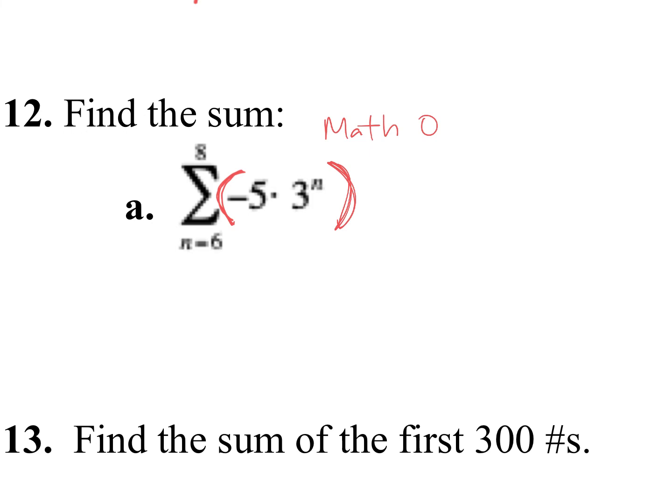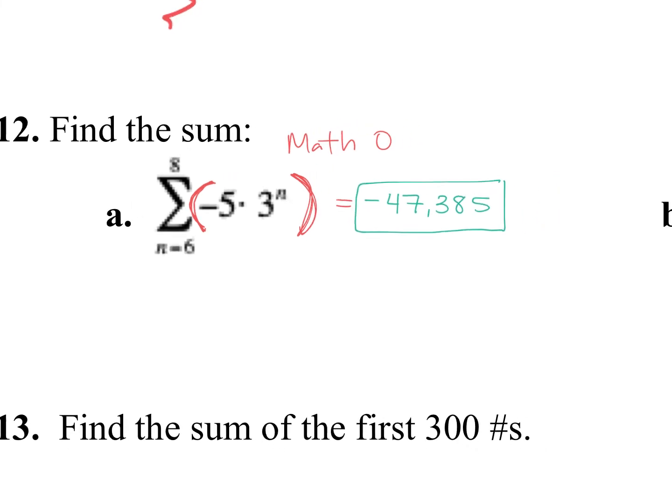What would your sum be? Should be a negative, and it's a fairly large number. What'd you get? Negative 47,385. Now, if you wanted to, you could use the sum formula if you like that better. You just got to make sure you realize this is geometric, right? So this is the sum of a finite geometric series and find all the pieces. I would just plug it into your calculator, quite honestly.